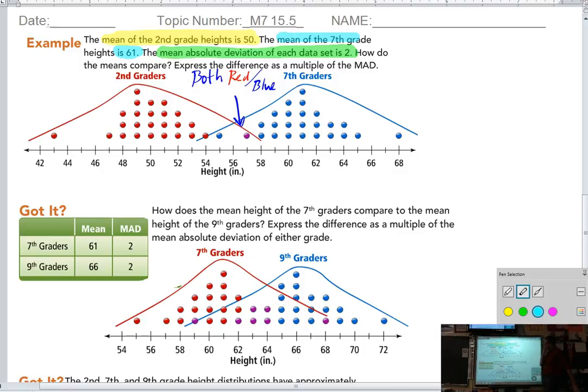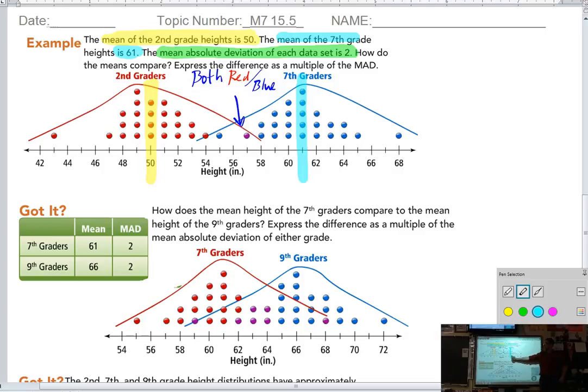So I then reference from my means. So from your mean, wrong color. So if you're highlighting with me, I'm going to say my second graders are yellow, so there's their mean. And my seventh graders are blue, there is their mean. Notice that your average, your mean, doesn't always happen at the mode. The mean and the mode are not necessarily the same thing. Often they're not the same thing.